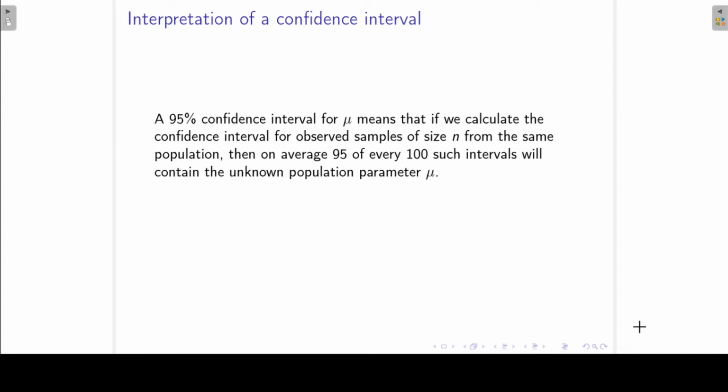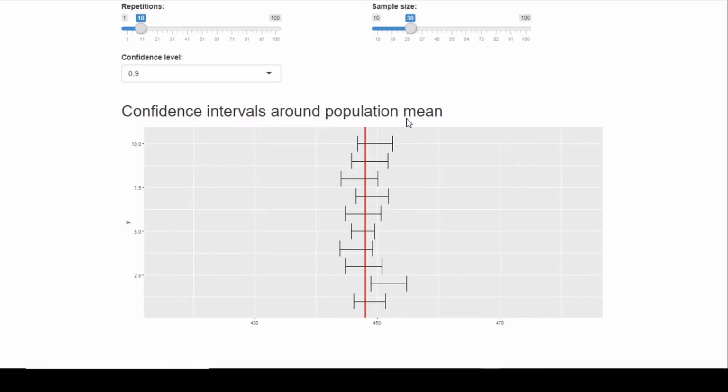So let's have a look at a simulation. Okay, on this slide here I have 10 repetitions, which means that I took 10 samples from the same population and the sample sizes are all the same, 30. And then I have set up a 90% confidence interval for the unknown population mean mu from each of these samples. And then the red line that you see there on the graph is the true population mean mu.